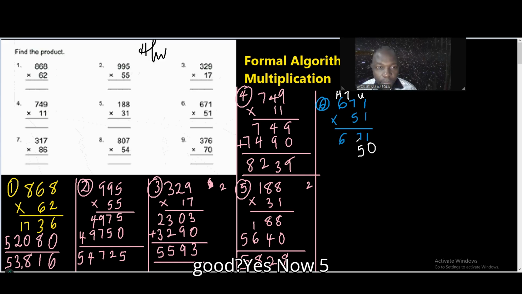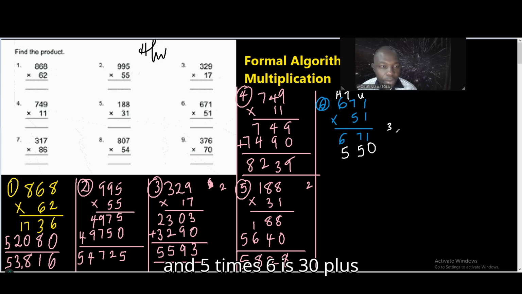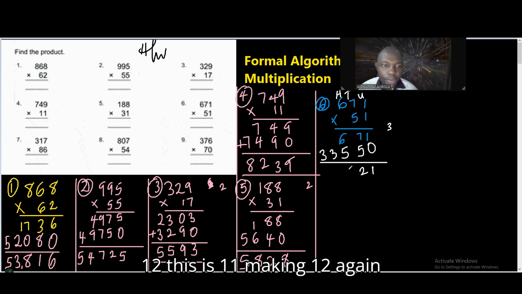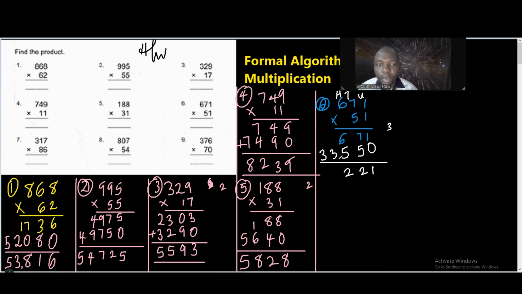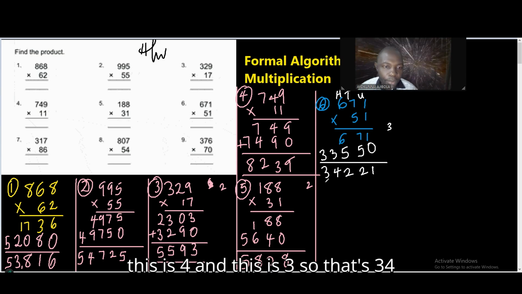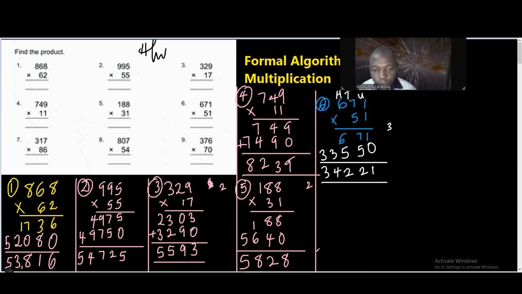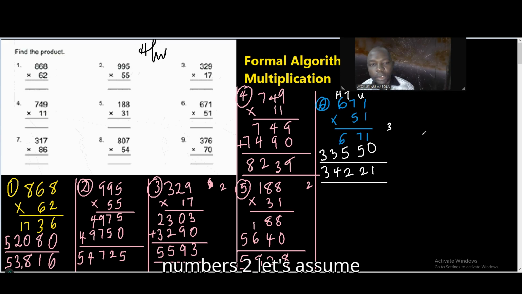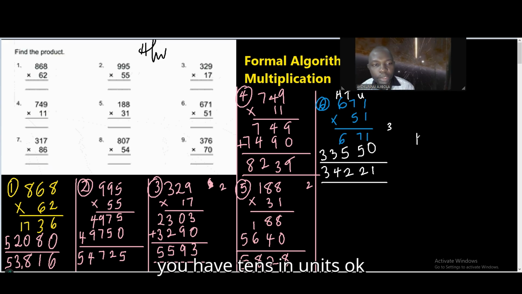Exactly. Now 5 times 7, that's 35. So put 3. And 5 times 6 is 30 plus 3. That is 33. So we now had a 1. This is 12. This is 11, making 12 again. This is 4, and this is 3. So that's 34,221. You know, when you're adding numbers, let's assume you have tens and units, okay?